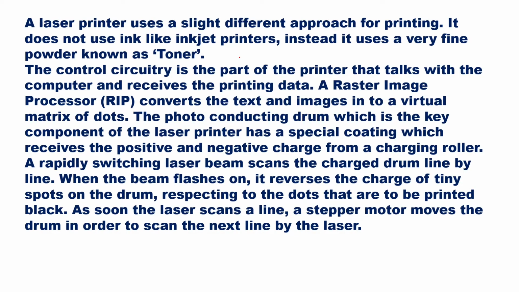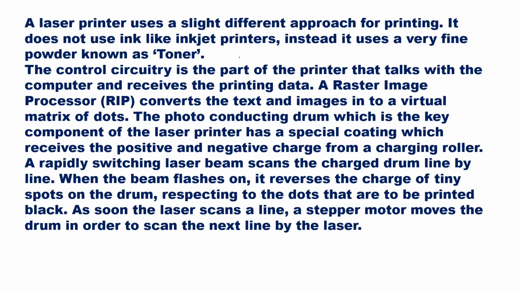It does not use ink like inkjet printers. Instead, it uses a very fine powder known as toner. A control circuitry is a part of the printer that talks with the computer and receives the printing data. A raster image processor (RIP) converts the text and images into a virtual matrix of dots.